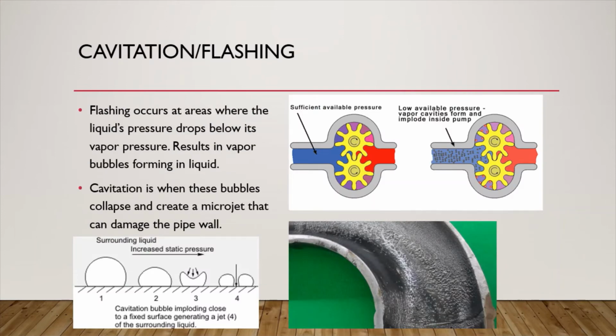Flashing is a phenomenon that occurs in areas where a liquid's pressure drops below the vapor's pressure and the result is vapor bubbles forming in the liquid. Cavitation is when these bubbles collapse and create a microjet that damages a pipe wall by cracking it. Here's a picture of what the bubbles look like when they're forming inside of the equipment, and below is how the microjet affects the pipe wall.